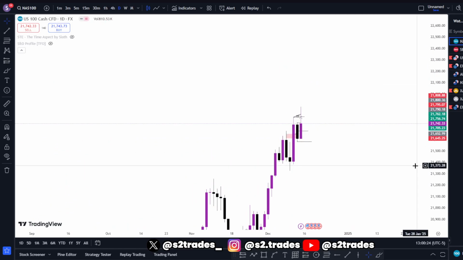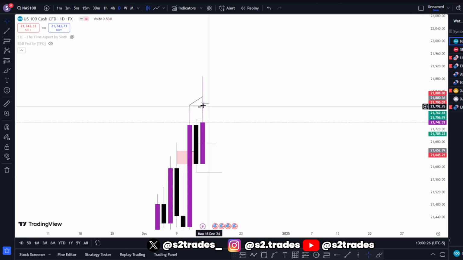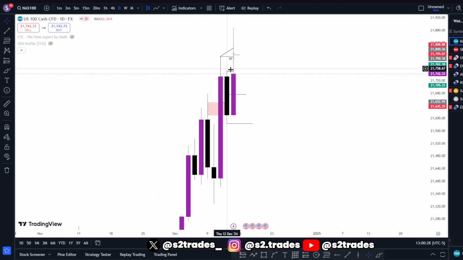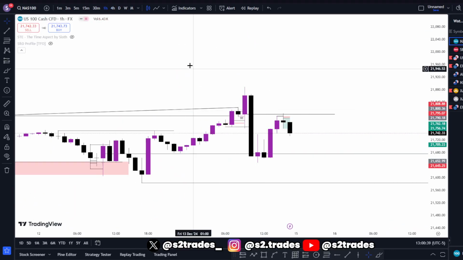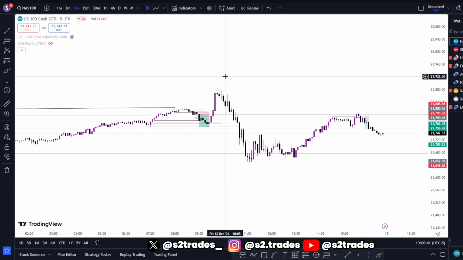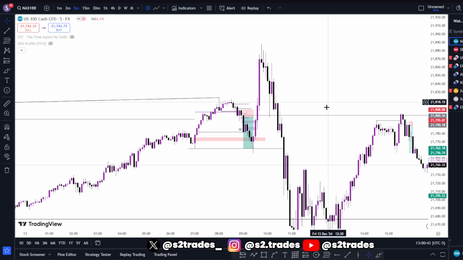What did I see on the daily? I saw a sweep. It took out liquidity right there. So I could assume maybe for the rest of the day we're gonna go down a bit. So if I keep zooming in and in, I didn't take this. Okay, wait, let me zoom in because I took a smaller move of the big move.